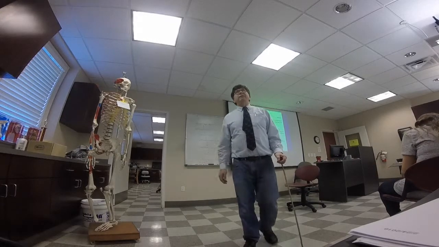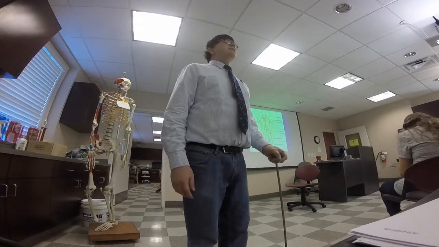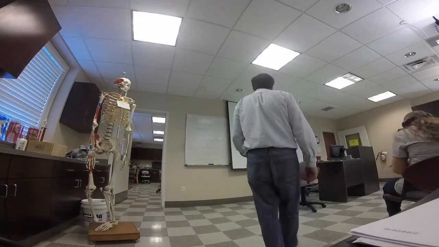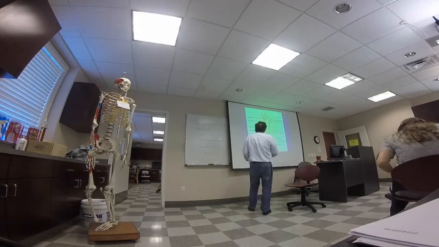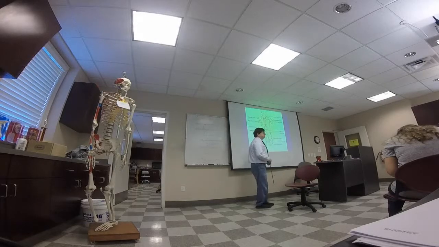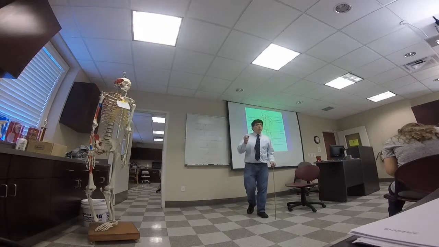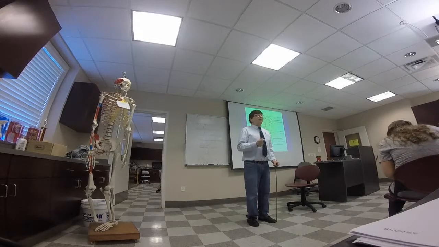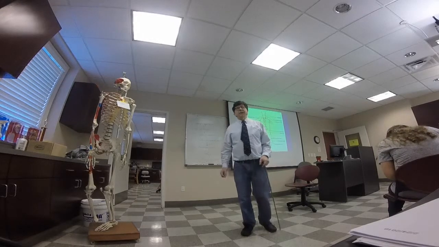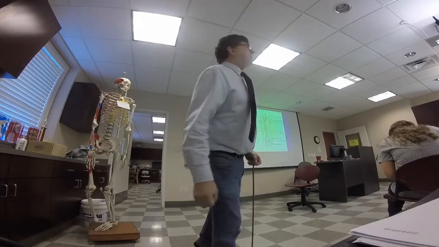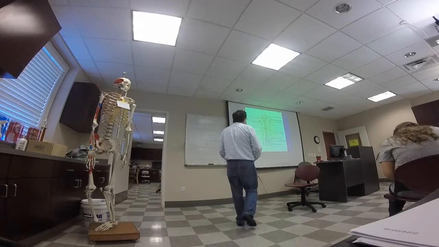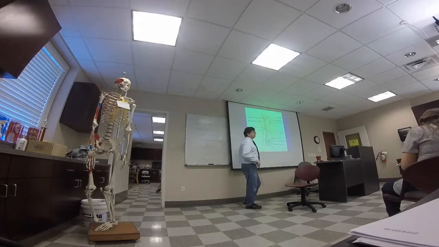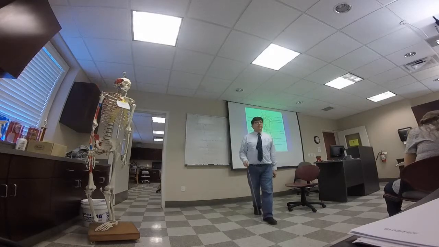Again, when the right and left lumbar trunk join the intestinal trunk, they form a large sac-like structure called the cisterna chyli. The cisterna chyli represents the origin, the earliest portion of the left lymphatic duct. It's the start of the left lymphatic duct. Now, most people don't call it the left lymphatic duct, they call it the thoracic duct. So be aware of that.